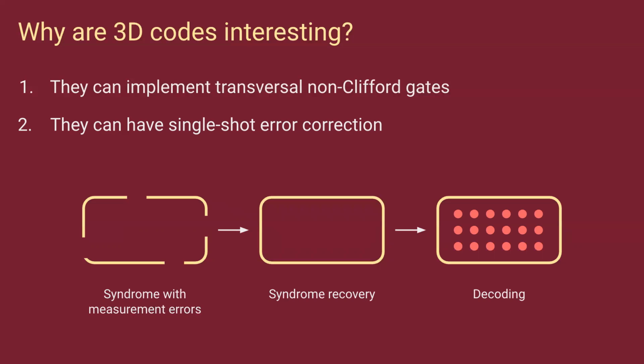Then what does it mean to have single shots? So here, an example would be that imagine you have some syndrome measurement errors, then you get this sort of cut syndrome. Then you can recover the syndrome, because the syndrome grows with the size of the error, so there's enough information to do a matching within the syndrome, recover the syndrome, so get rid of the measurement errors on the syndrome, and then once you have your predicted syndrome, you can do the decoding. And having single shot error correction means that you don't need repeated syndrome measurements, because with only one syndrome measurement, you can have a decoding solution that's good enough for fault tolerance.